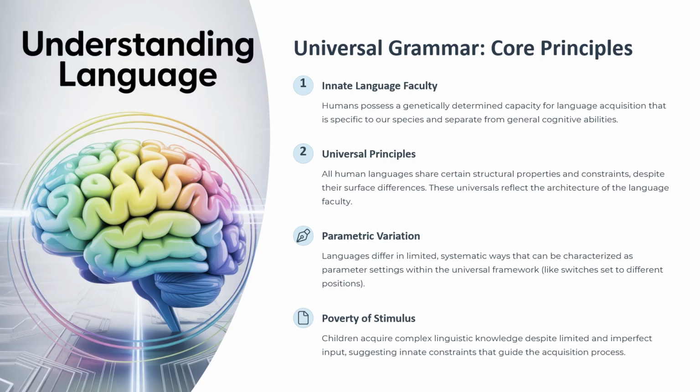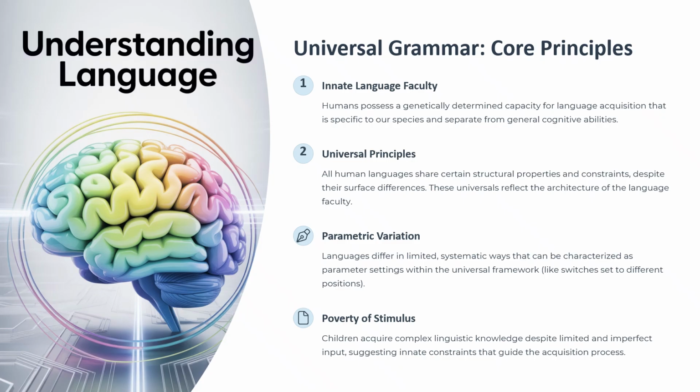Parametric variation. Languages differ in limited, systematic ways that can be characterized as parameter settings within the universal framework, like switches set to different positions. Poverty of stimulus.